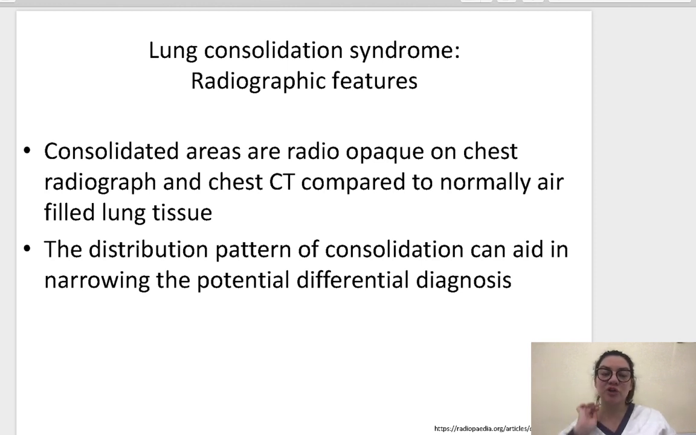What radiographic features can we find? Consolidated areas are radio-opaque on chest radiograph and chest CT compared to normally air-filled lung tissue. You remember from those pictures that consolidated tissue is more white, and normal tissue on CT and chest radiography is more black with the structure of small vessels and small bronchi. The distribution pattern of consolidation can aid in narrowing the potential differential diagnosis.